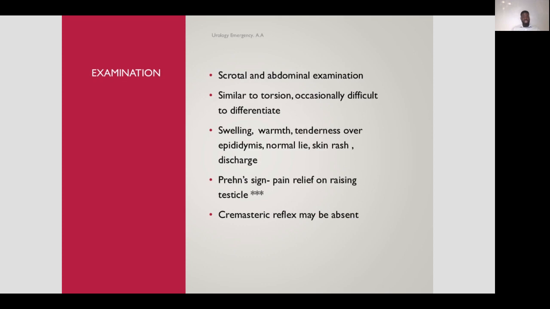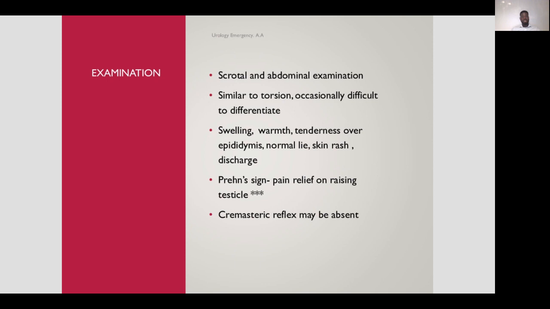Usually they're diabetic, large on the high BMI area, with poor perineal hygiene and previous medications, which helps you differentiate that. And it's really easy to pick up. Prehn's sign, pain relief on lifting the testicle, is present in up to 30% of patients, and it doesn't mean they've got torsion or not. Also, the cremasteric reflex may be absent.